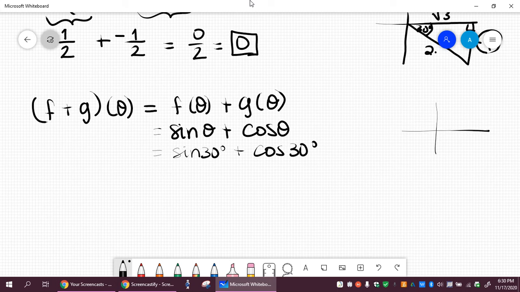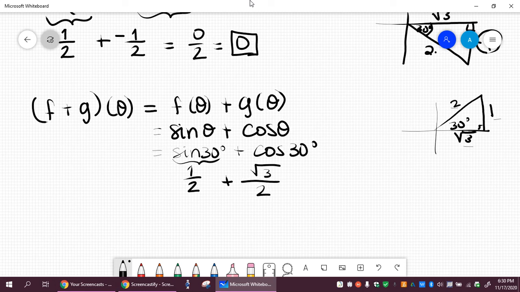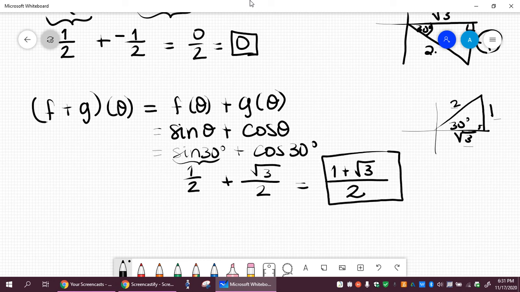Now, 30 is in quadrant 1, okay? Which means this is 1, this is 2, and this is root 3. All right, so let's get the ratios. So the sine of 30 degrees is opposite over hypotenuse. That's going to be 1/2. Plus the cosine of 30 is adjacent over hypotenuse, which is going to be the square root of 3 over 2. So our final answer, the common denominator is 2, so we're going to write 1 plus the square root of 3, I can't simplify that anymore, over 2.